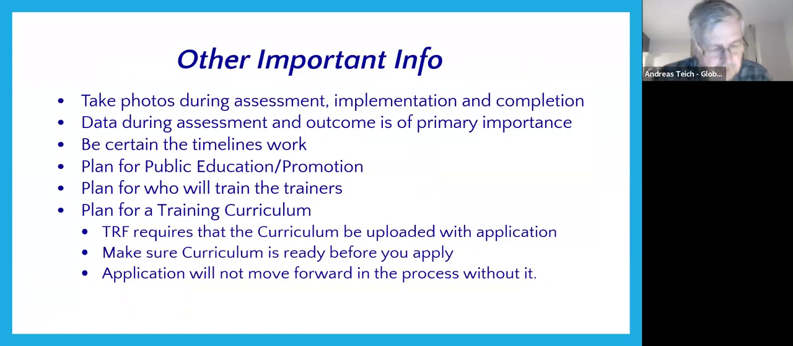Next. So here's some other tips. Take photos during assessment, implementation, and completion. They want pictures afterwards, and it's really hard to recreate them if you didn't take them while the process was going on. Keep track of data during the assessment and outcome. Be certain that the timelines are working. Make sure that you have a way to promote this. Make sure you have a plan about who's going to train the trainers. Make sure you have a plan for a training curriculum. Rotary Foundation requires curriculum be uploaded with the application. Make sure the curriculum is ready before you apply. Don't move forward until that's all in place.